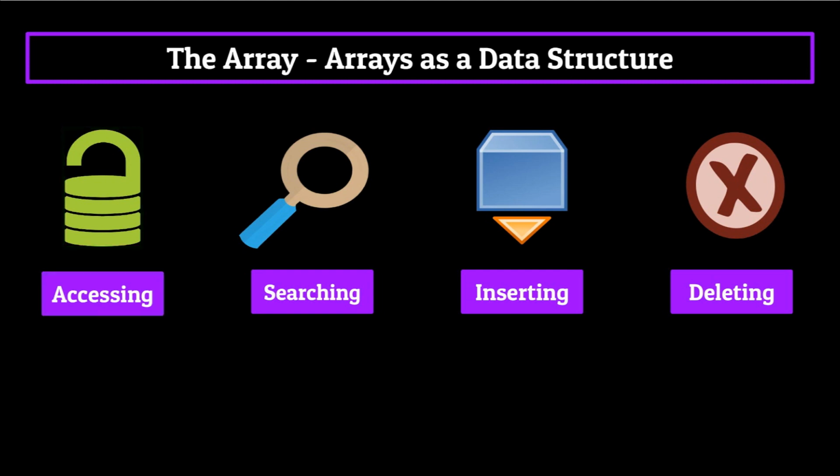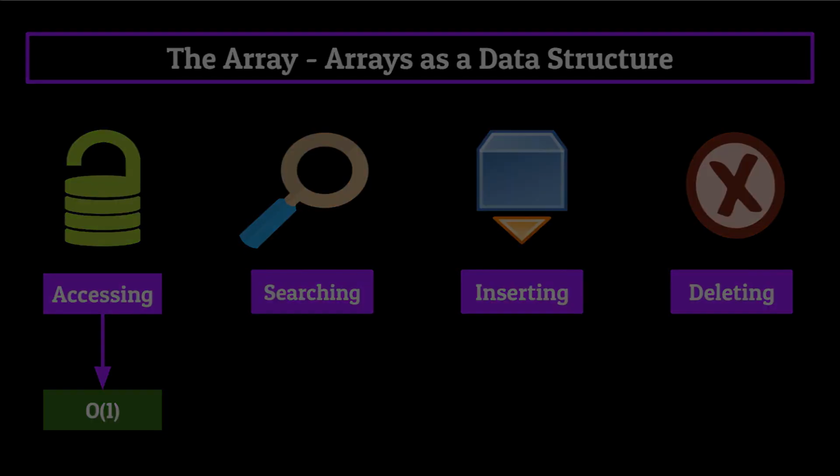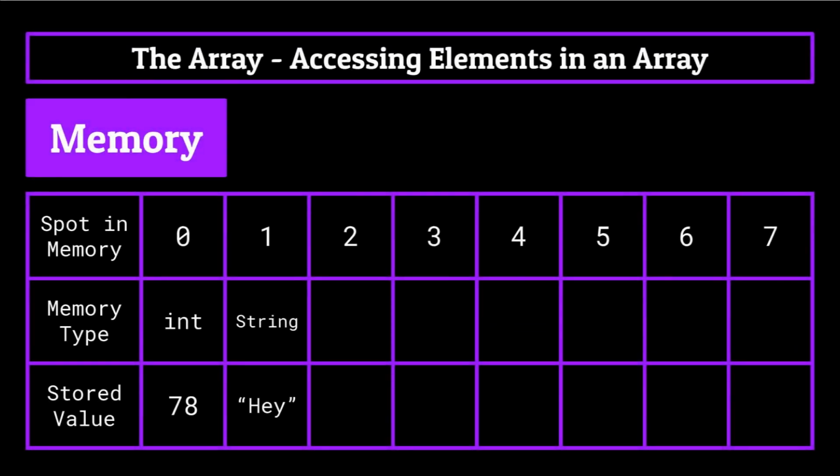Let's start with accessing. Now, accessing an element within an array can be conducted in instantaneous O of 1 time. This means that for any element within your array that you want to know the contents of, you can do so immediately. This is something very unique amongst data structures and has to do with the way that the array is stored in memory. For example's sake, let's look at a fake portion of memory in a computer.